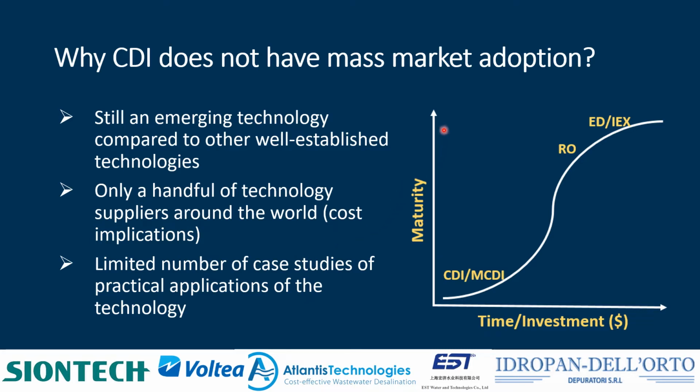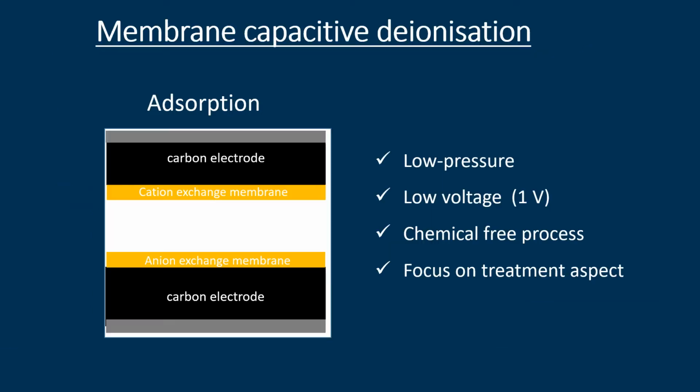If you look at the maturity index, it's time. So ED and RO are mature, and CDI is just about to go into the exponential phase, so there are only a limited number of industry organizations. Siontech from Korea, Voltea from Netherlands, Atlas Technology, US, EST from China, and Idropan Dell'Orto from Italy.